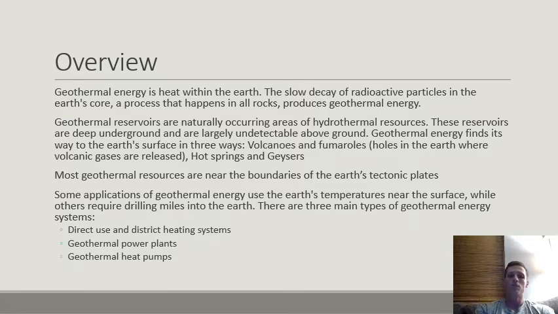There are three main types of geothermal energy systems. The first is direct use and district heating systems. A district heating system is just a larger scale of the direct use system. Then there are geothermal power plants, as well as geothermal heat pumps.